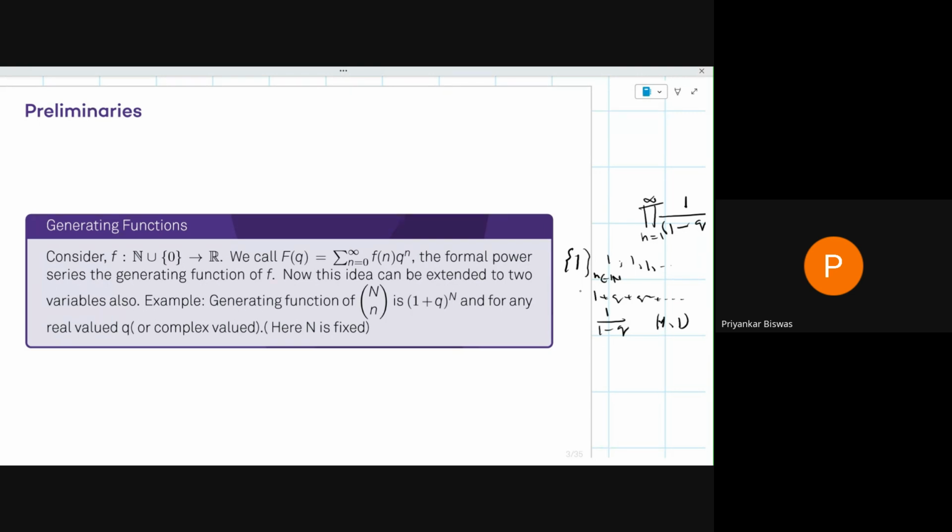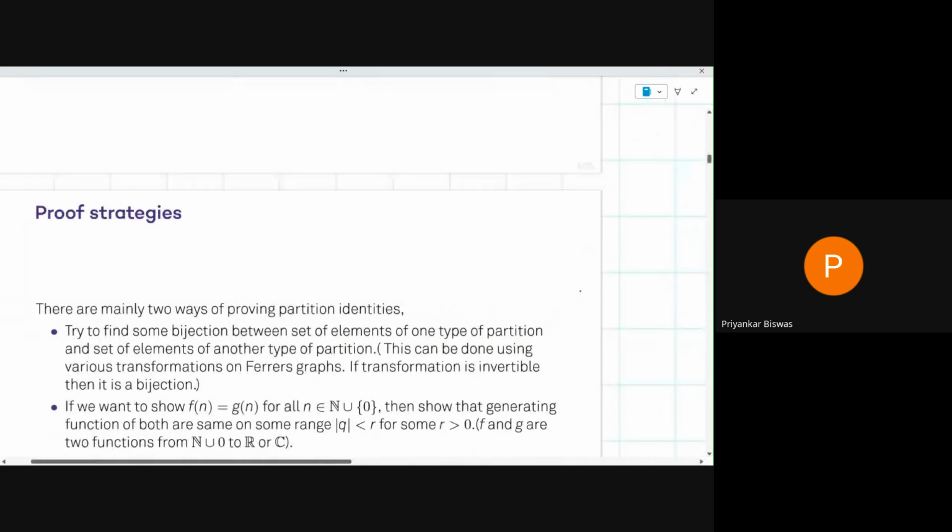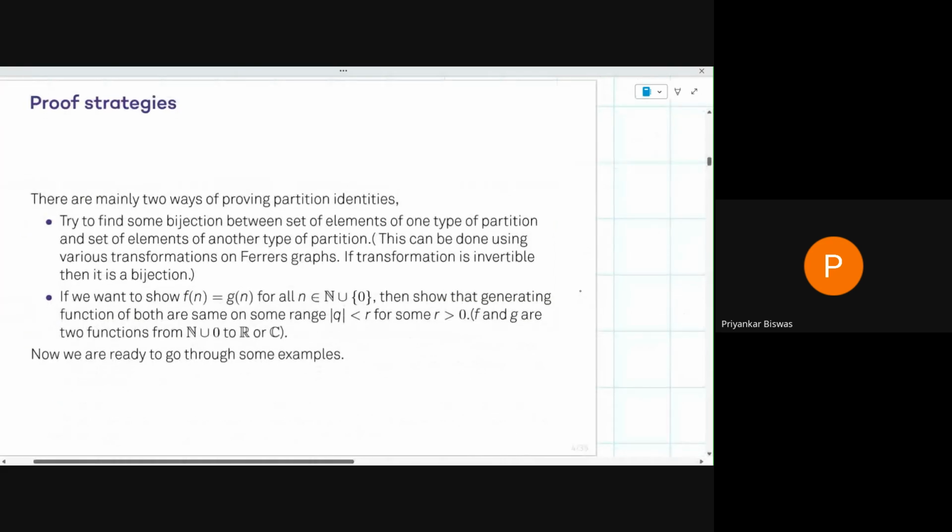Yes. So now we'll head towards the proof strategies. There are basically two types of proof strategies. One is to find a bijection from the set of all types of partitions.